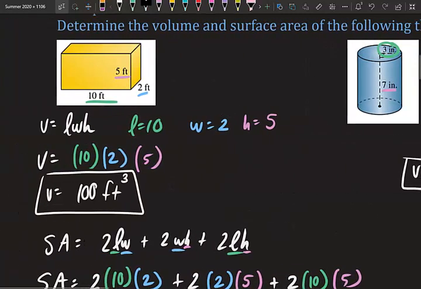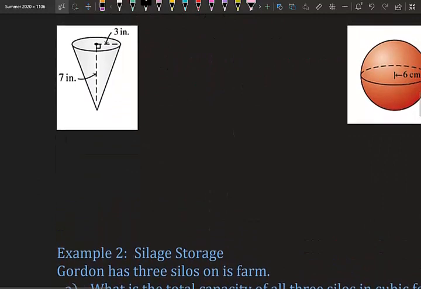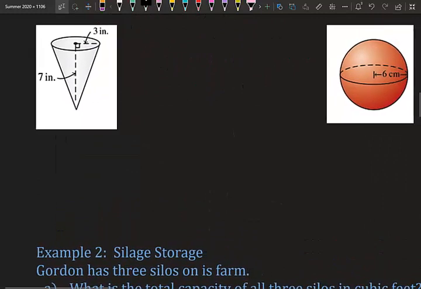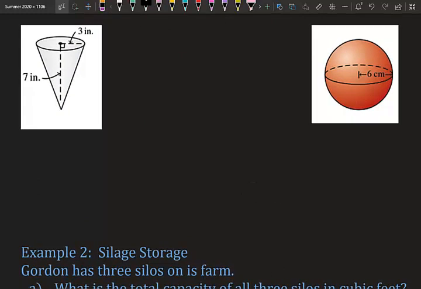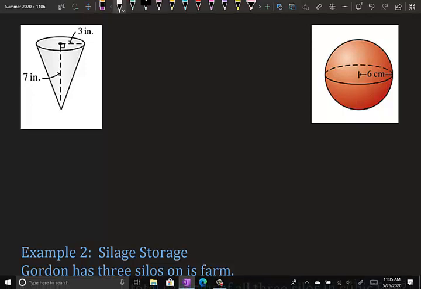Alright, let's move on to the cone. I will never have you work with a cone for the test, so I'll tell you that now. Not for surface area. For volume, yes. Surface area, nope. Absolutely not. So let's do the volume.